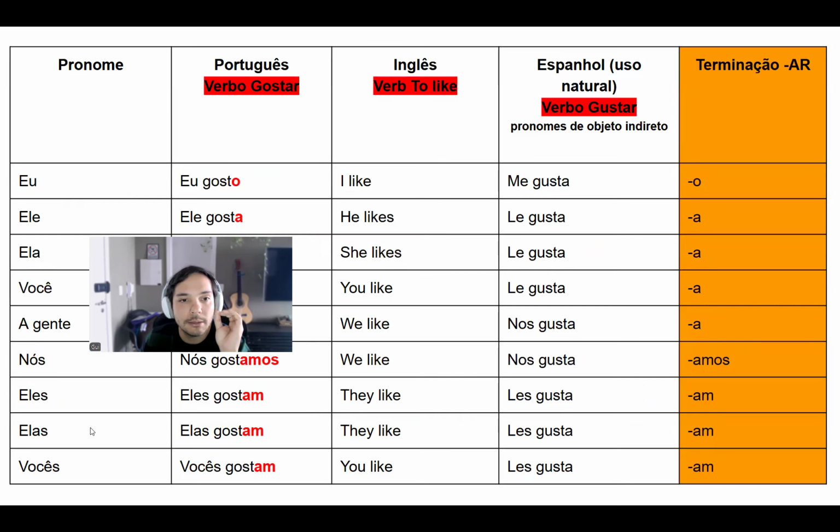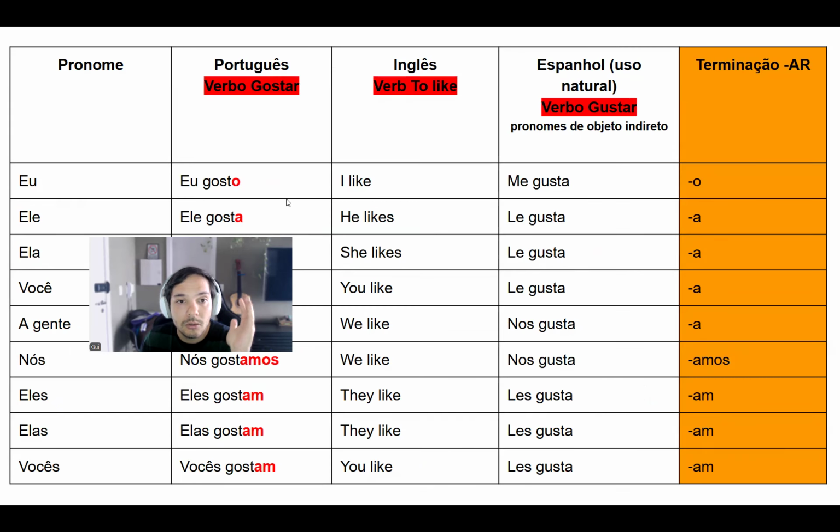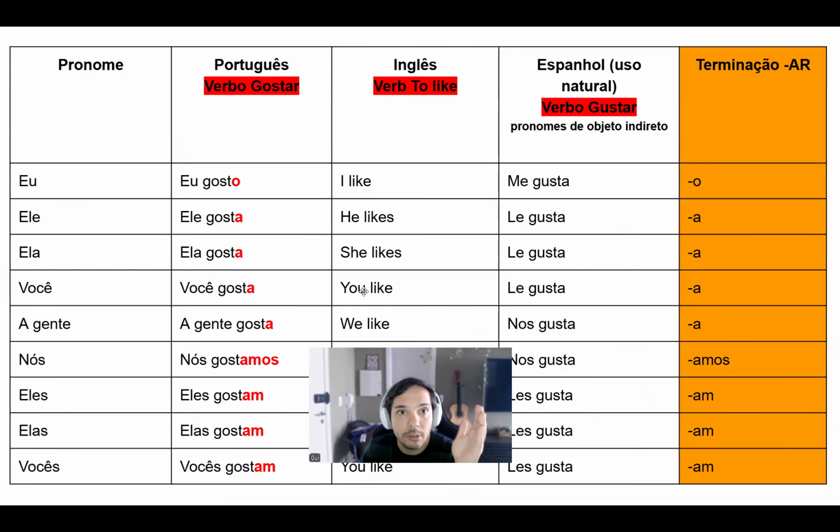Here, we're gonna practice, tá? We're gonna start to practice. So first, we're gonna see how we conjugate the verbs that end in AR, after ER, after IR. So here we have an example about the verb gostar, né? The verb gostar means to like, verbo gustar, tá?